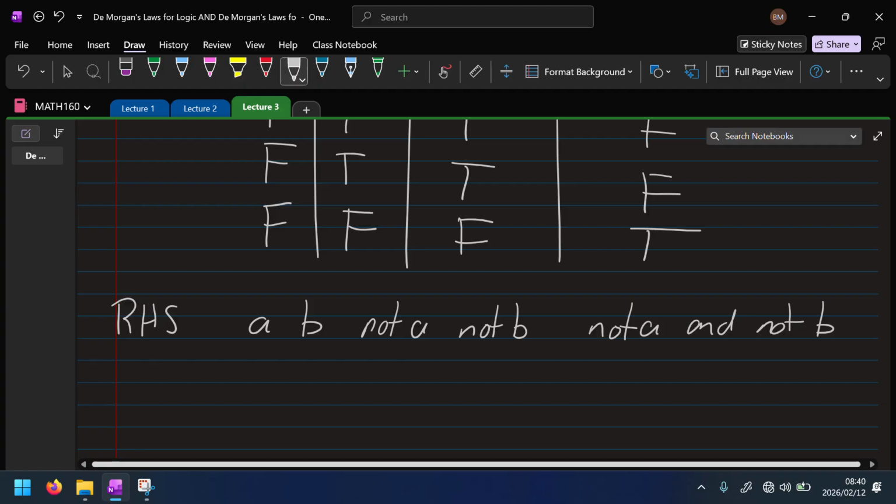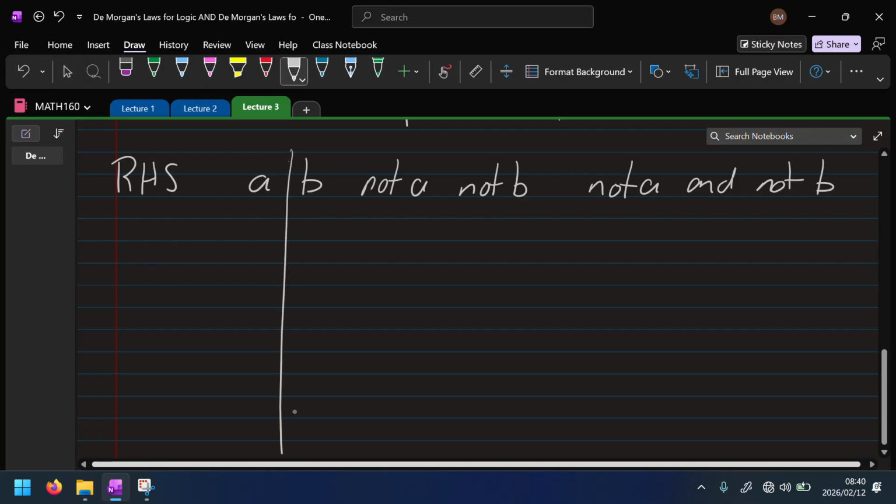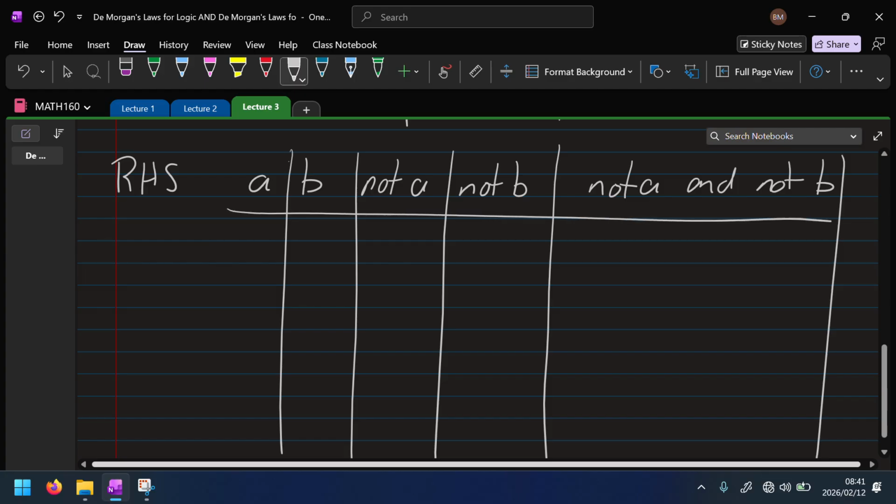Everyone see how we set up the table? We broke it up into parts. Each part is going to be its own column in the table. Same as before, 2 variables, so we have 4 rows. So it will be true, true, false, false, true, false, true, false.